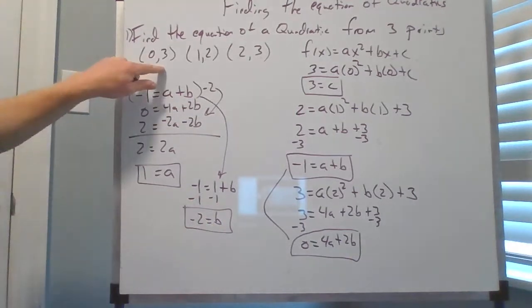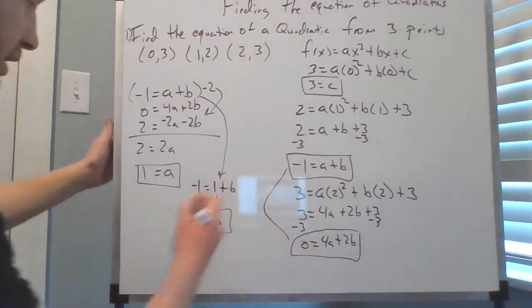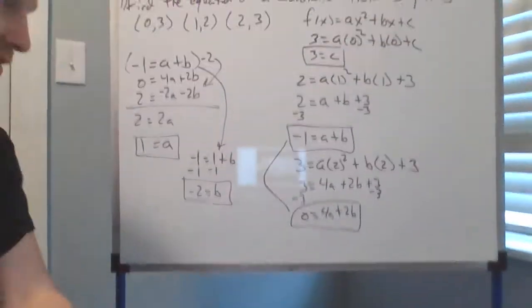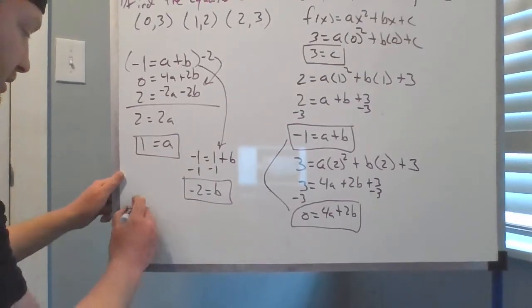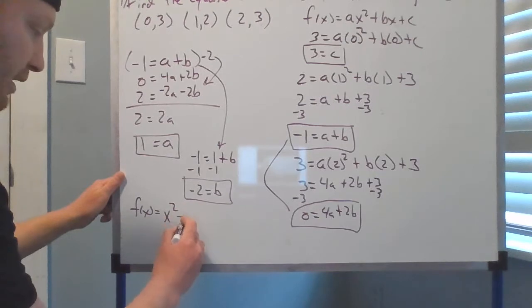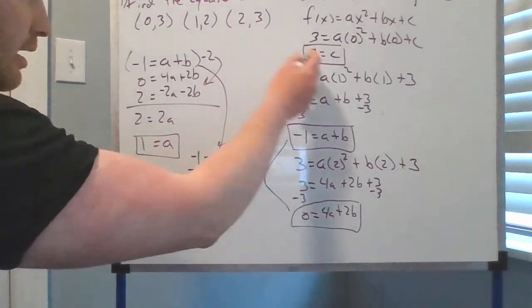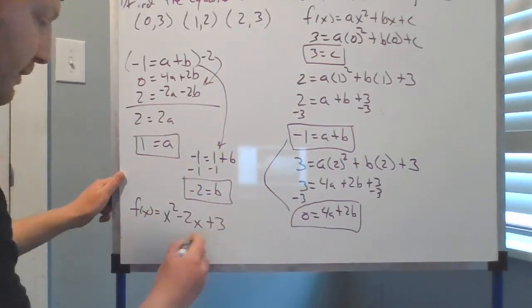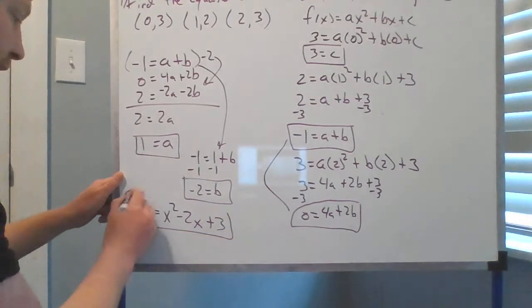So what's the equation of this quadratic? I'll do it right over here, down here so you can see it. Obviously we know our a is 1, so this is f of x equals x squared minus 2x plus 3. That is how you do that one.